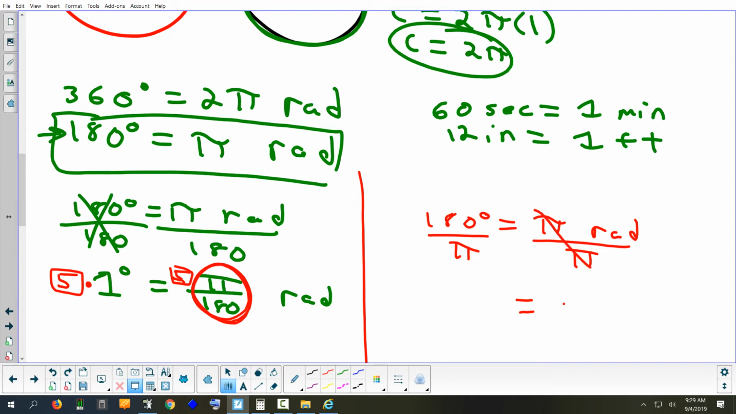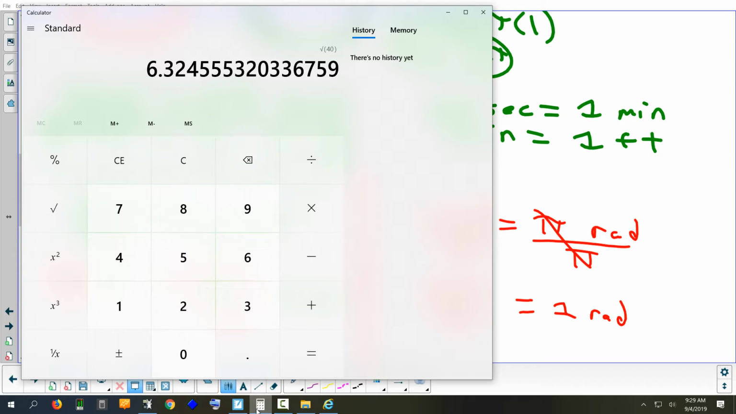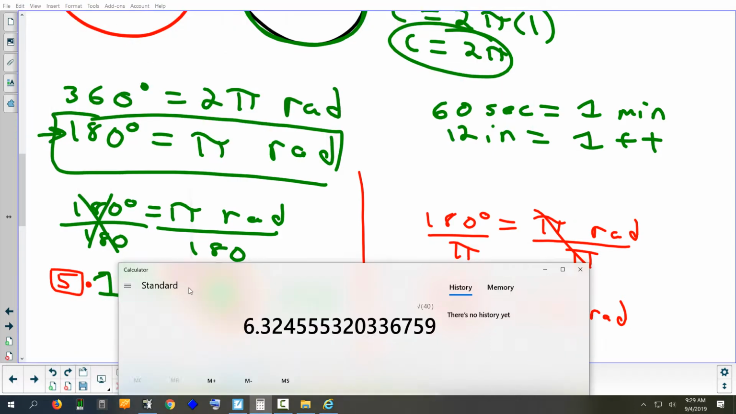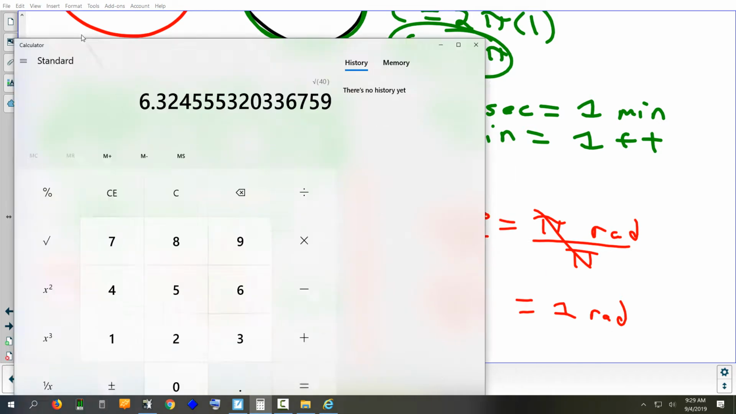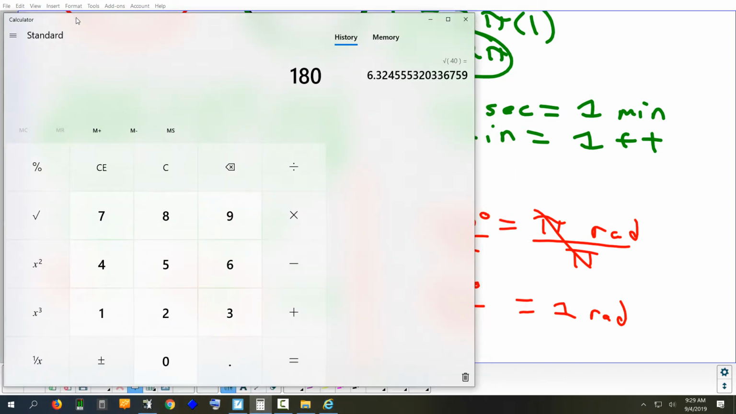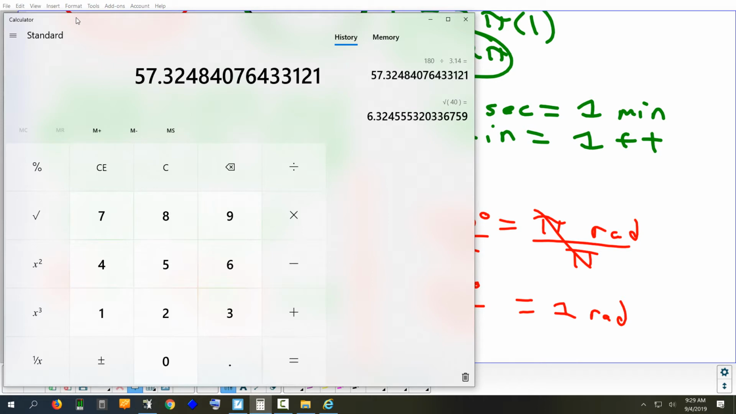So pi divided by pi gives me 1. 180 divided by pi, we just leave it like that. So that formula tells you how big 1 radian is. If you wanted to know in degrees how big 1 radian is, it's 180 divided by roughly 3.14. So 1 radian is about 57 degrees, roughly.